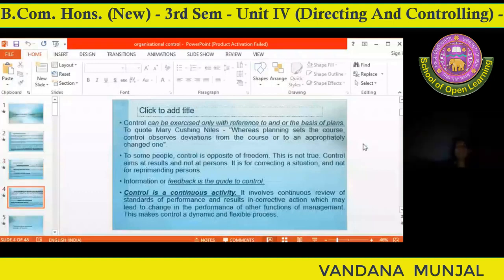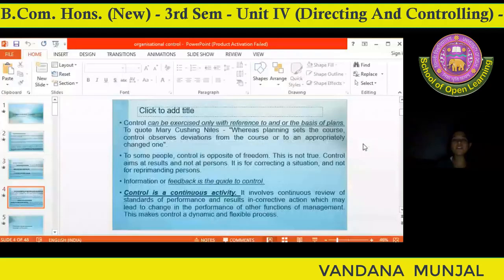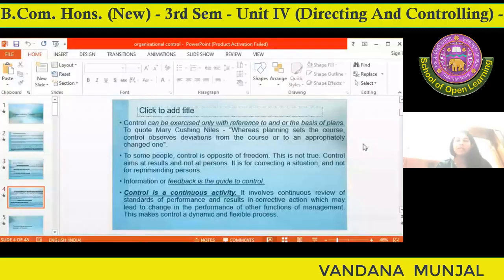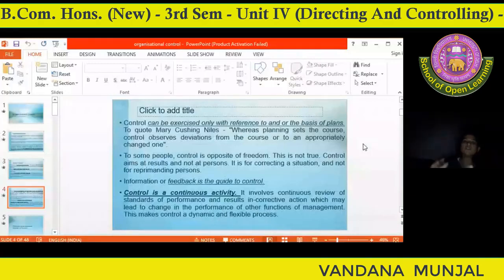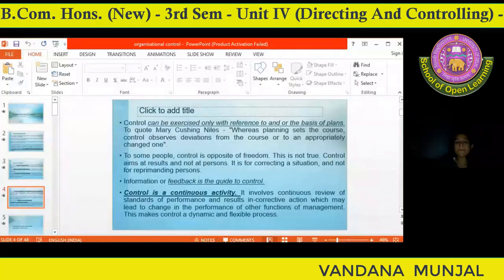Okay, control can be exercised only with reference to plans. So planning के बिना control कुछ भी नहीं है, and planning is nothing without control. So both of the activities are in line with each other. दोनों एक दूसरे के लिए एक base create करती हैं, क्योंकि planning के अंदर सारे के सारे standards, objectives laid down किए जाते हैं, and in comparison to them only the performance is evaluated in control.